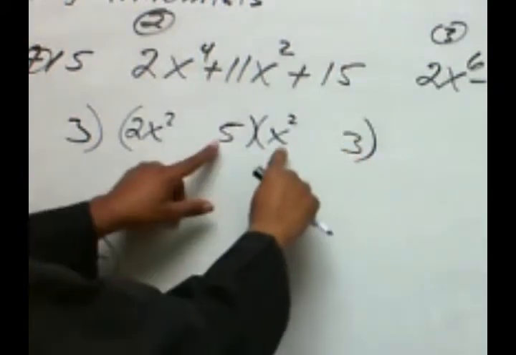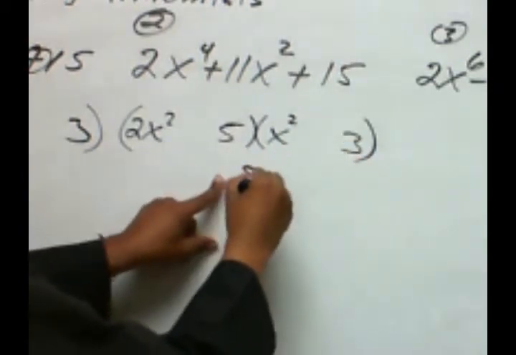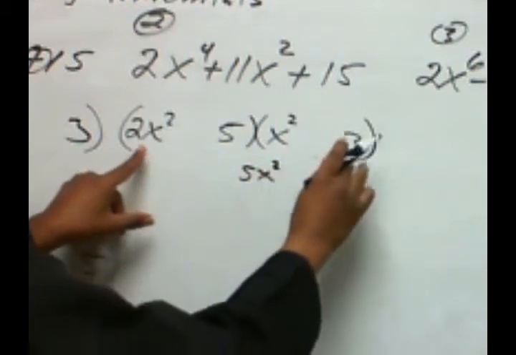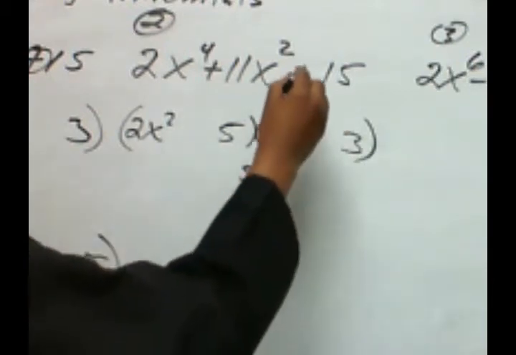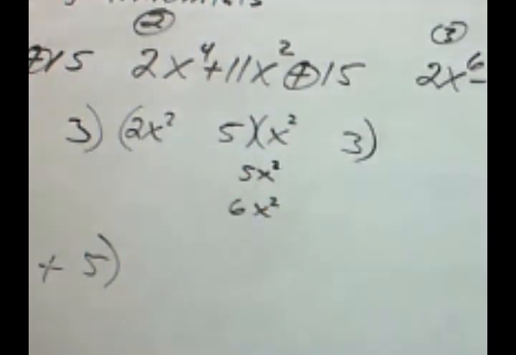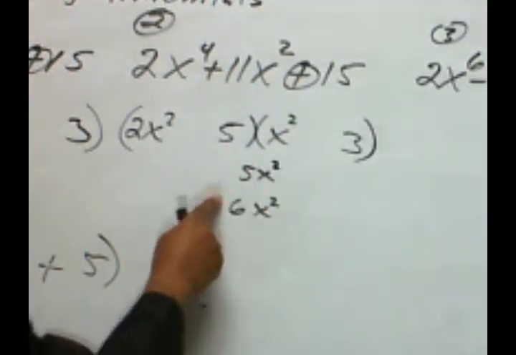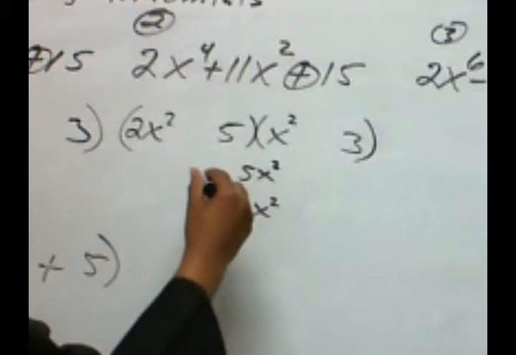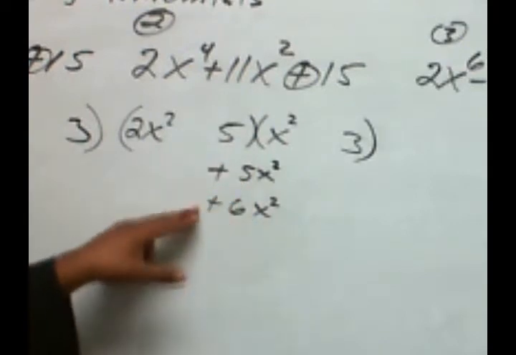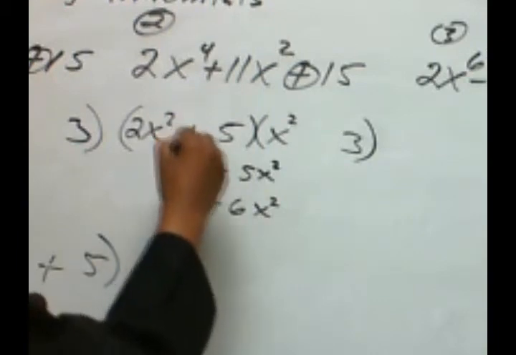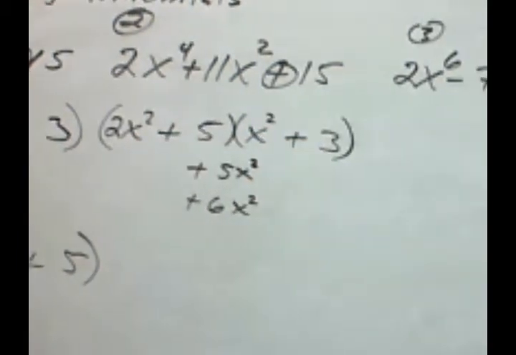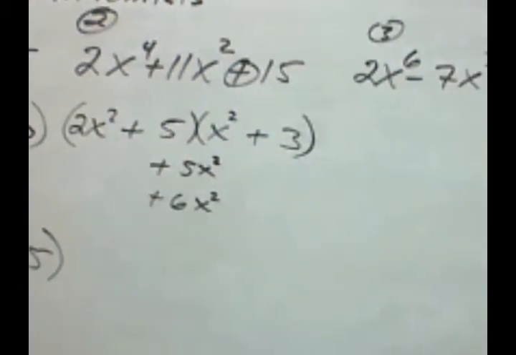5 times 3. So in the center, we'll get 5x squared, and outside we'll get 6x squared. And this tells me my signs need to be the same. So if my signs were the same, could I get an 11x squared? And yes, positive and positive will produce the 11x squared. So positive, positive goes here and there. So this is the original binomial.